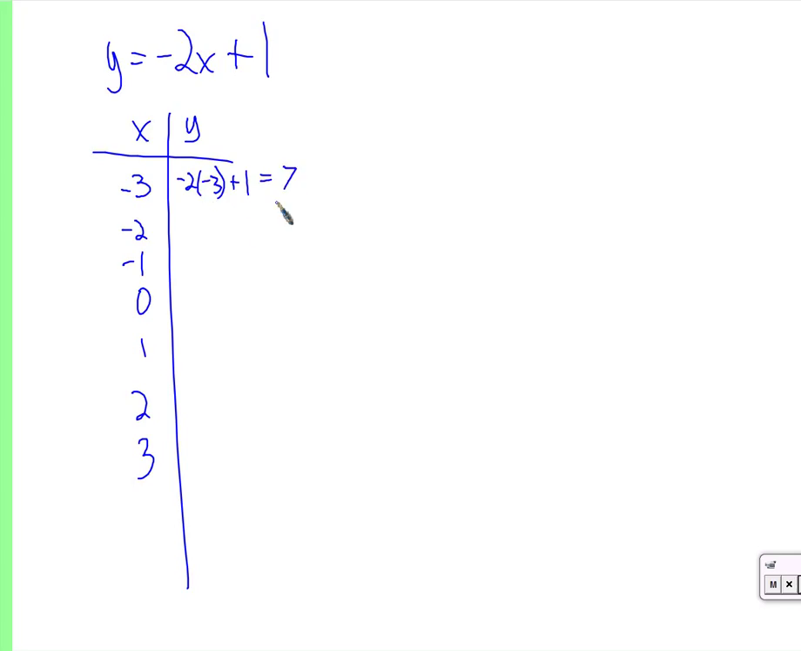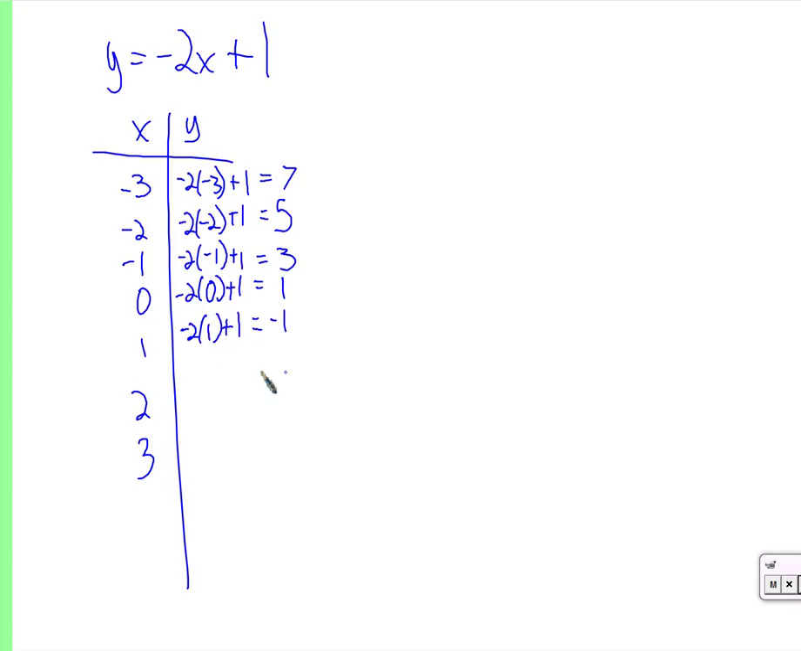That's 7. So negative 2 times negative 2 plus 1, that's 4 plus 1, that's 5. Negative 2 times negative 1 plus 1, that's positive 2 plus 1, that's 3. Negative 2 times 0 plus 1, that's just a 1, because that's 0. And negative 2 times 1 plus 1, that's negative 2 plus 1, that's negative 1.